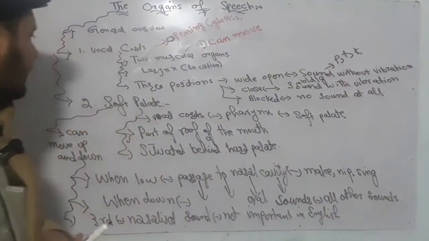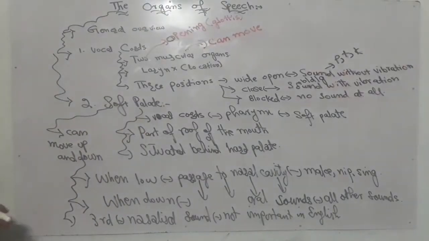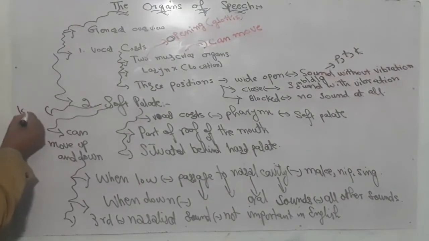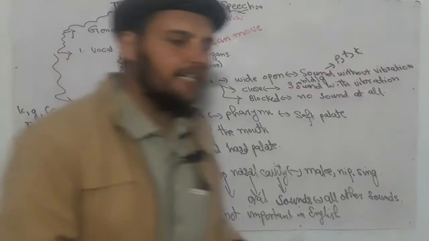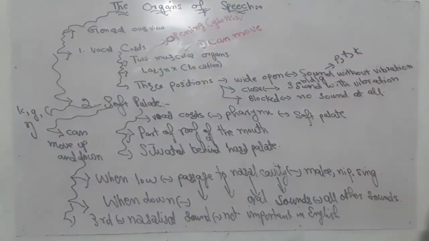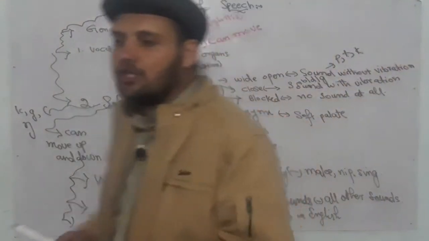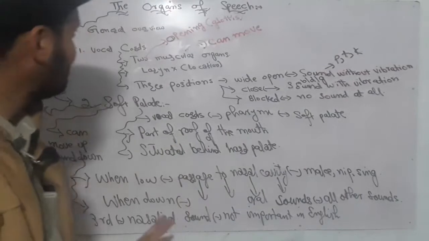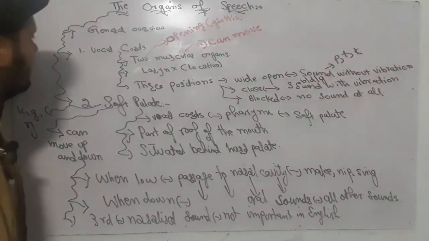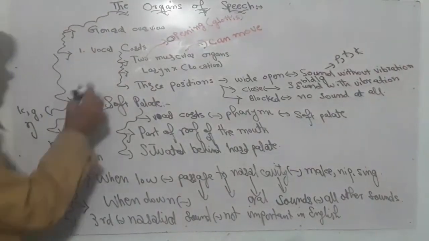If I do not talk about the soft palate, which is a speech organ, I can't pronounce the letters ka, ga, and ing. These three sounds: ka, ga, and ing. So speech organs should be discussed. If you do not know about the organs of speech, you cannot advance. So my first speech organ is the vocal cords. You can see here the vocal cords.